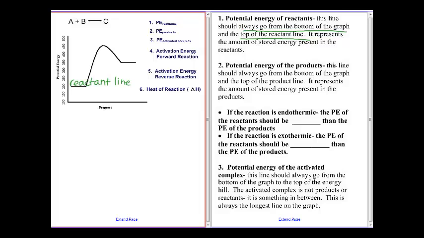So I'm going to draw an arrow to represent the potential energy of the reactants. It goes from the bottom of the curve to the reactant line. This is the potential energy of your reactants. This is number 1 on your description. Okay? It's the amount of stored energy that the reactants have. The second thing we have to label is the potential energy of the products. At the end of the reaction, all you have are products. This is your product line.